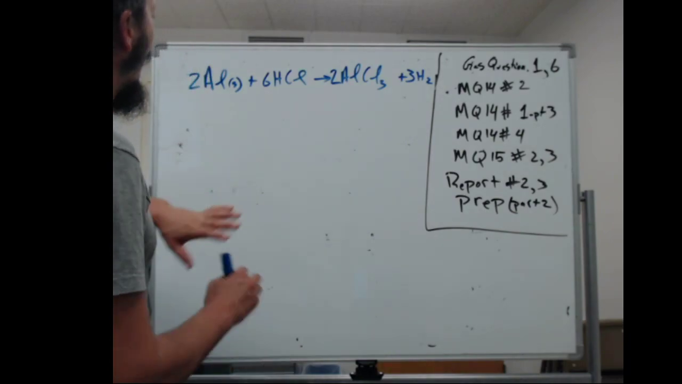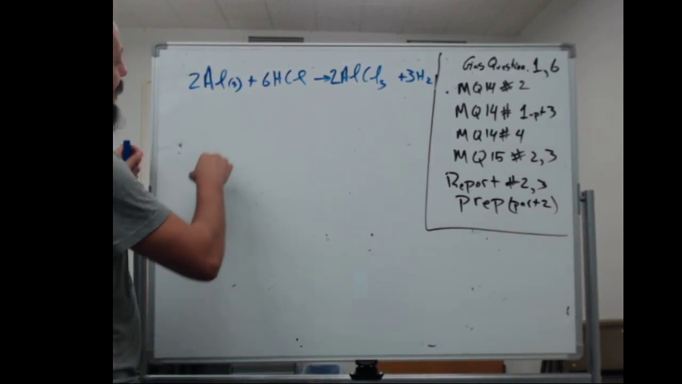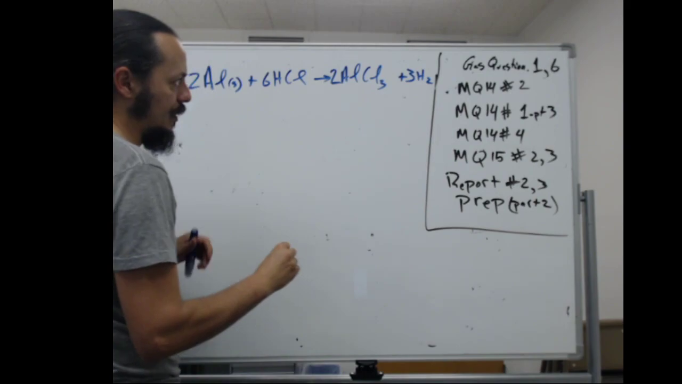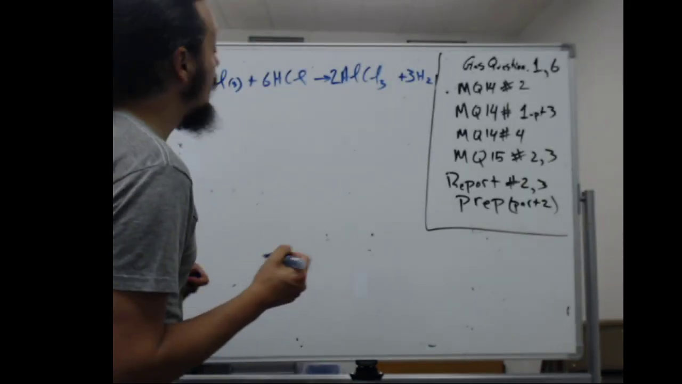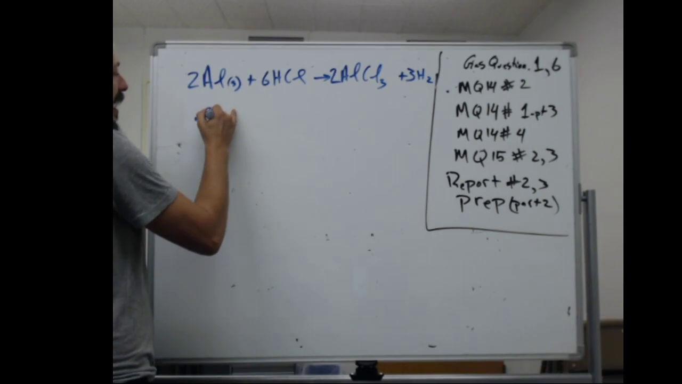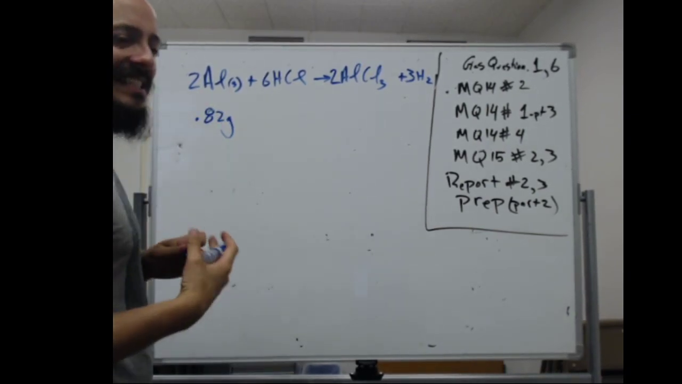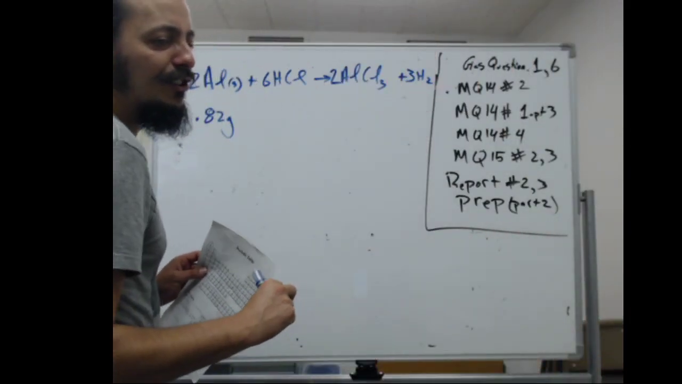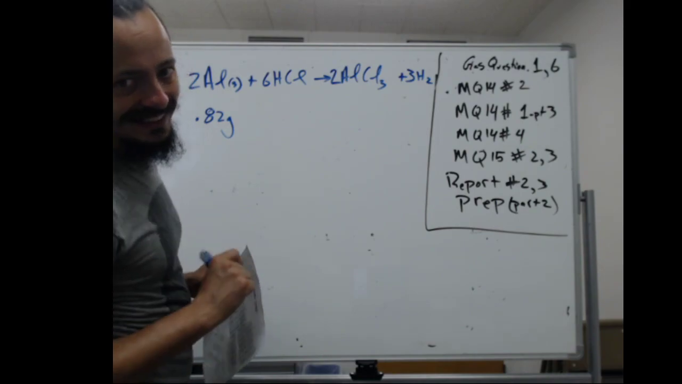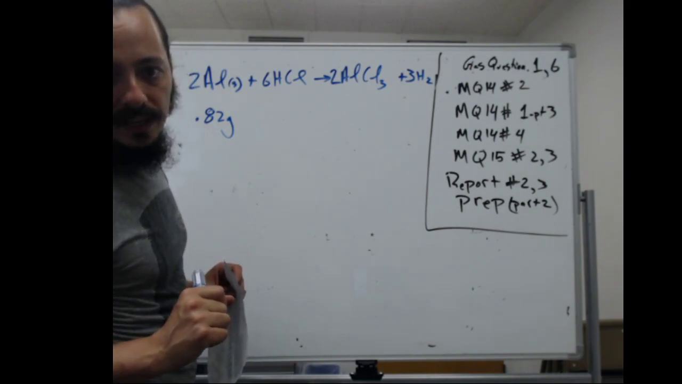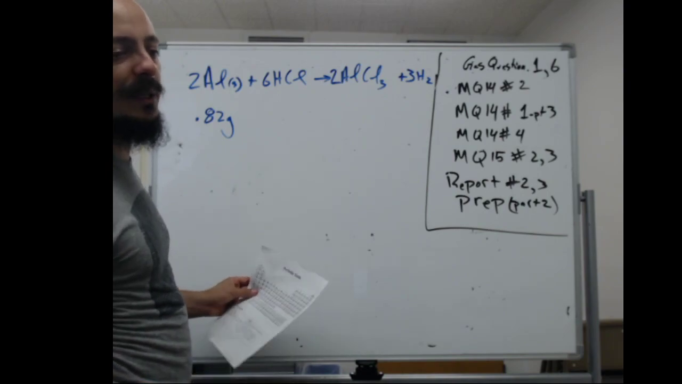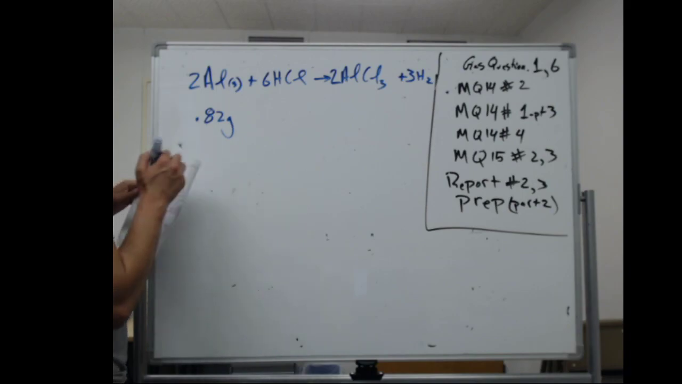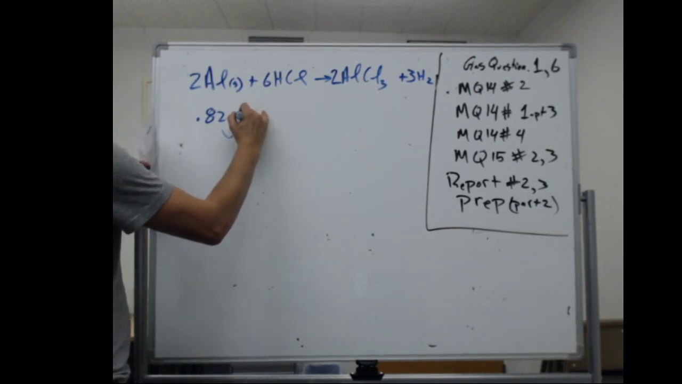Okay, so this is our balanced chemical reaction. 2 aluminums for 6 HCl goes to 2 AlCl3 plus 3 H2. And we've got a specific amount of aluminum that we're going to react, 0.82 grams. It doesn't say this in the problem, but in my opinion, they should say specifically with excess hydrochloric acid. We can assume that it's excess hydrochloric acid because they don't give us an amount, but really it should specifically say so. We're going to find the number of moles of aluminum.